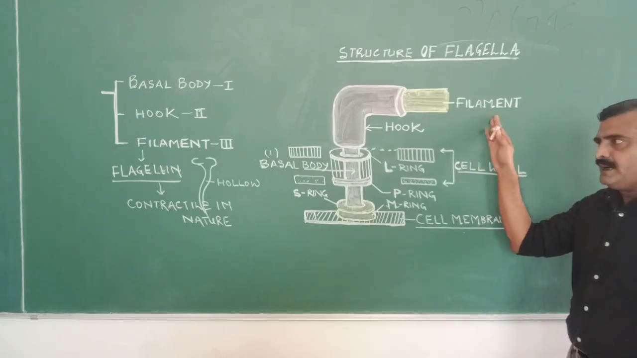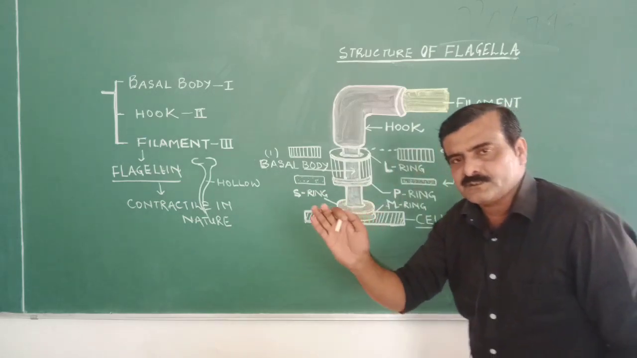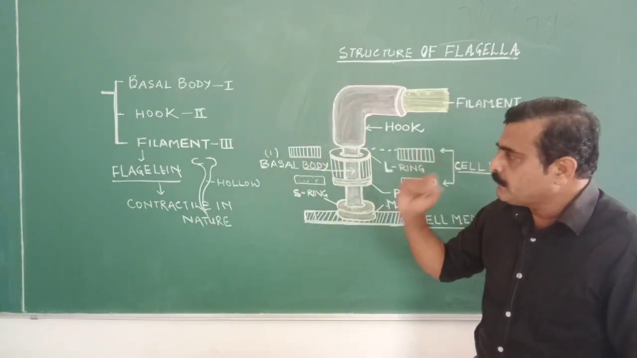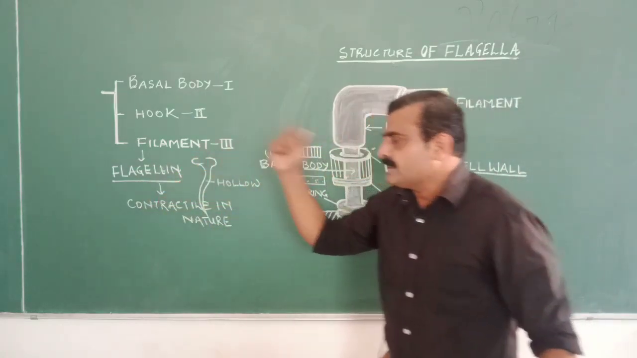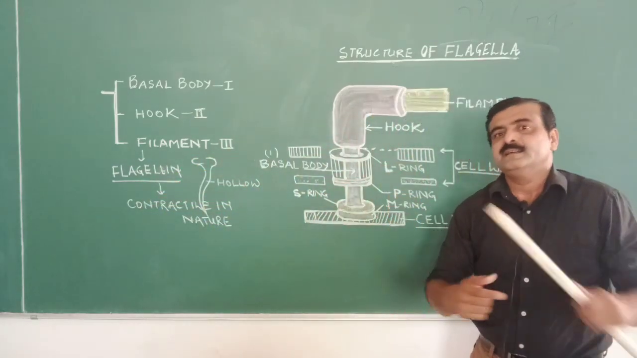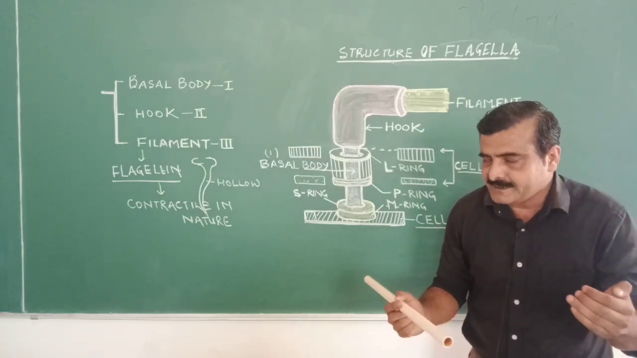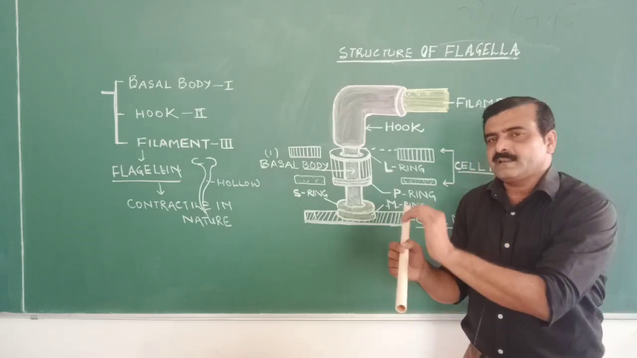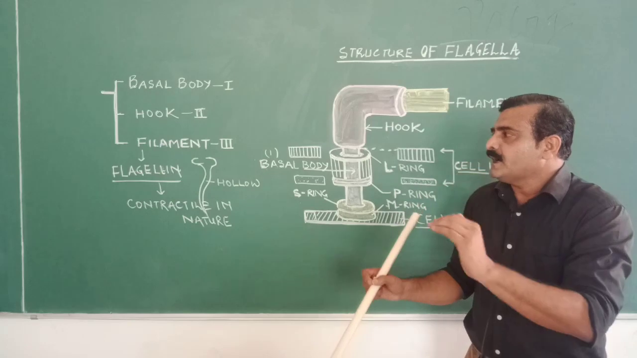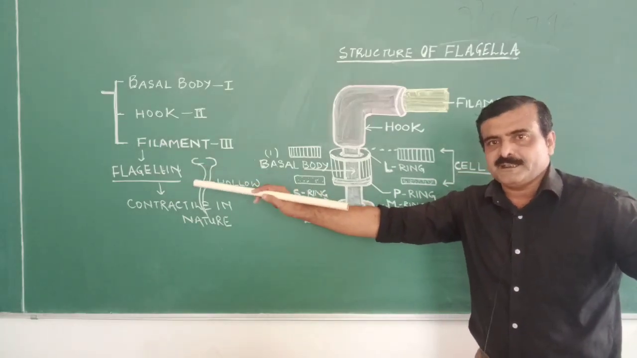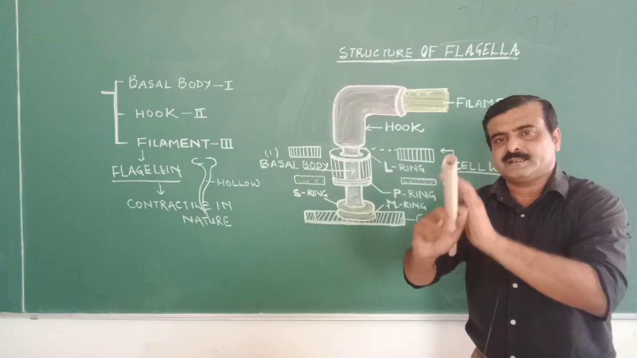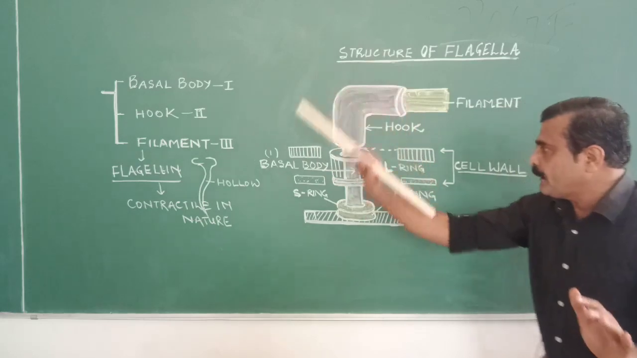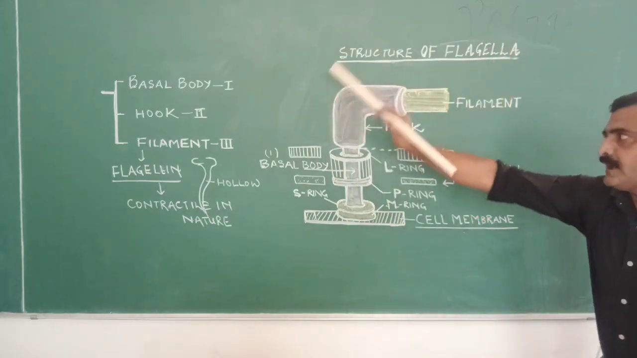Now this is the filament, which is a cylindrical hollow structure made up of protein monomers, and each monomer is made up of flagellin protein, which is contractile in nature, whereas pilin protein is non-contractile in nature. That's why pilin takes part in conjugation as well as anchoring the bacteria to the substratum, whereas flagella take part in motility of the bacteria. Clear? Now this is all about the structure of flagella.